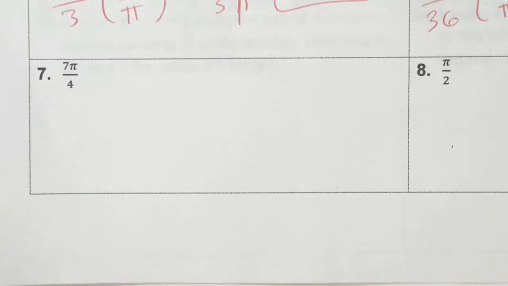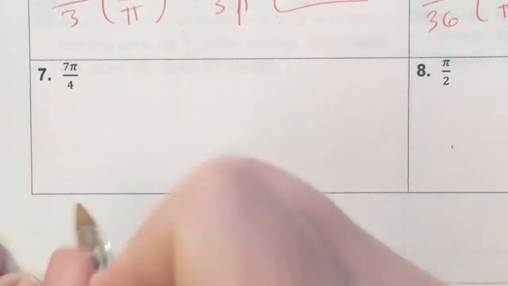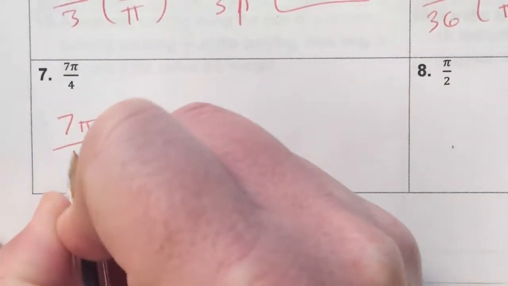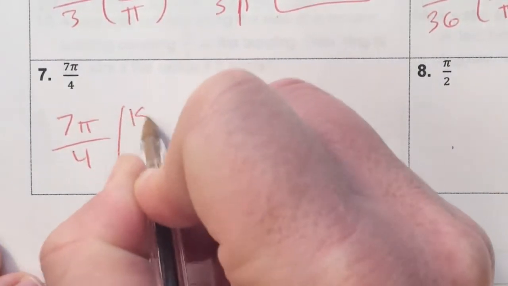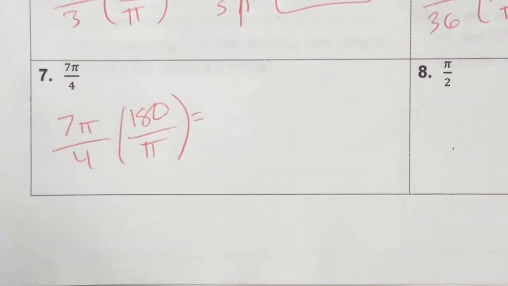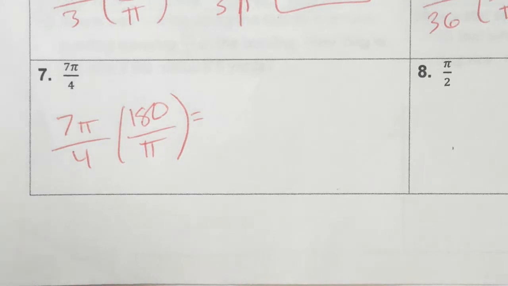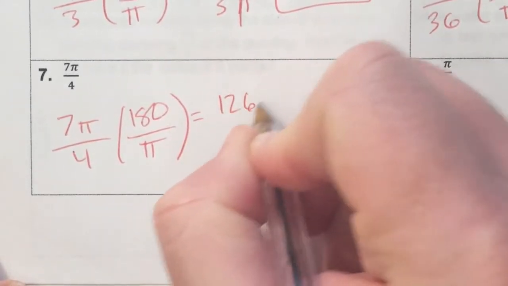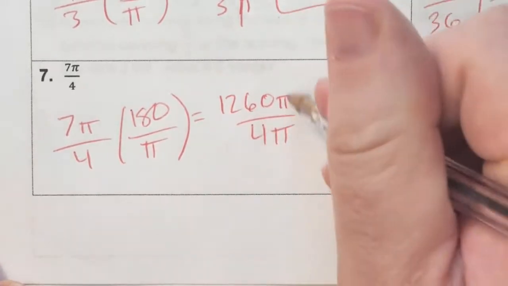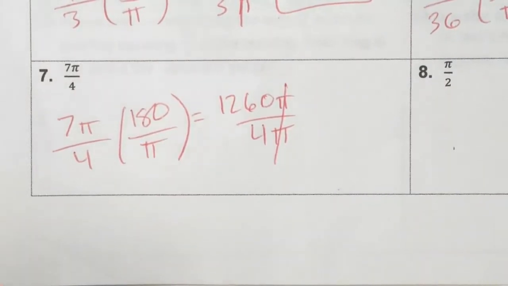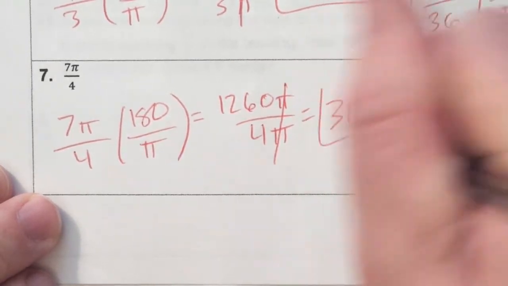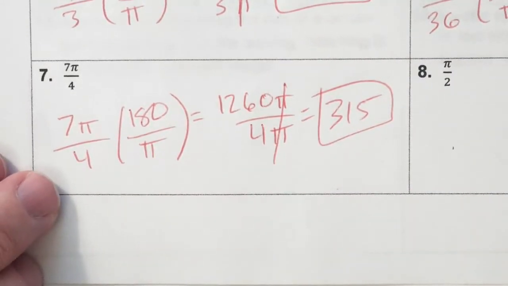All right, go ahead and push play again, hopefully. Let's see how you guys did on 7 and 8. So 7 pi over 4. We want the 180 degrees. We want to get rid of the pi radians. Multiply straight across. 180 times 7. You get 1260 pi over 4 times pi is 4 pi. The pi's crossed out. 1260 divided by 4, you get 315. Hopefully you got that right.